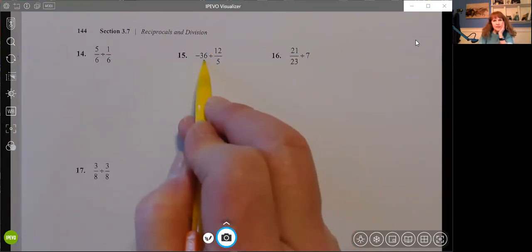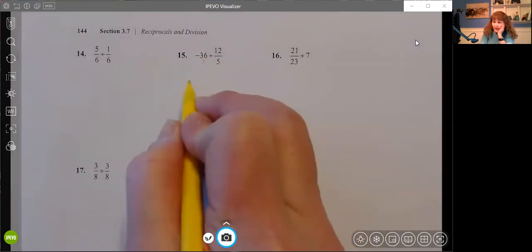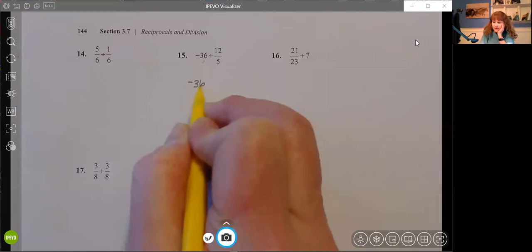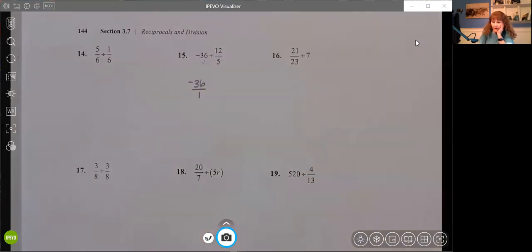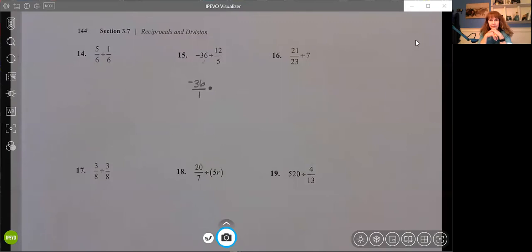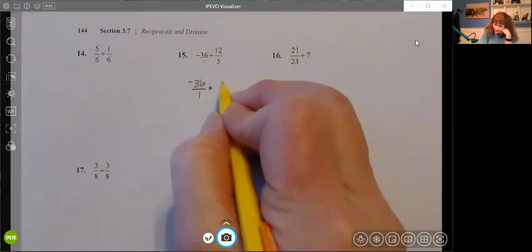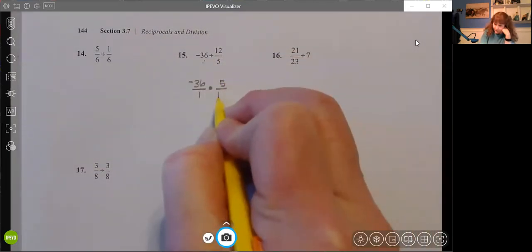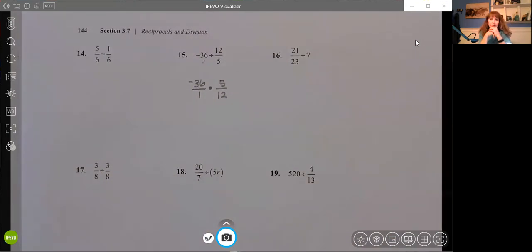So I have this integer. And if you have just an integer, go ahead and put it over 1. It makes the multiplication a lot easier. So when I do this one right here, I'll have a negative 36 over 1. All right, that would be my copy. You always copy the first one. Copy dot, which means multiply. And then we have the flip, 5/12, which is our reciprocal.